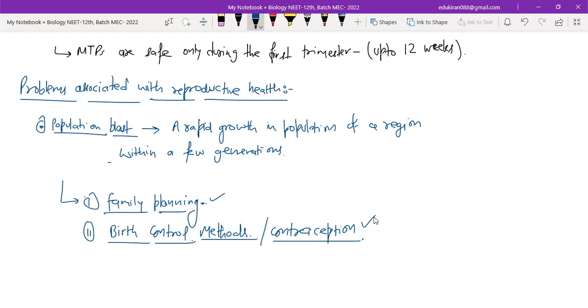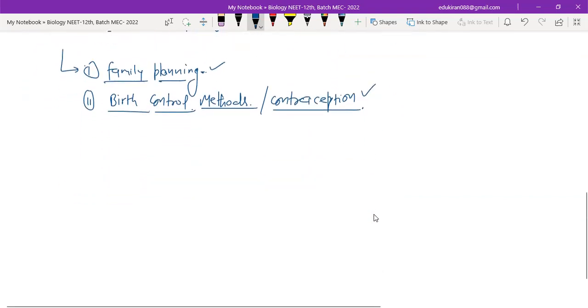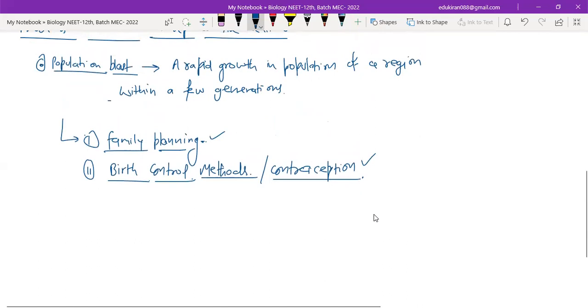Now, why do you think, if I ask you, why do you think population is growing? And it's not steady, it is just growing with time. However we do the planning, we can slow down the growth curve, we can slow down the rate, but we can never bring it to a steady form. Why is that?